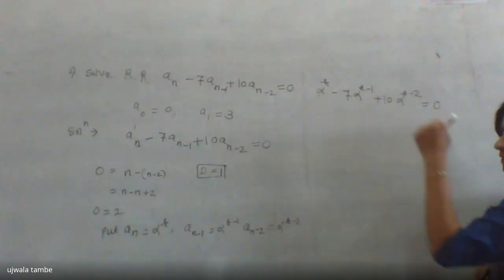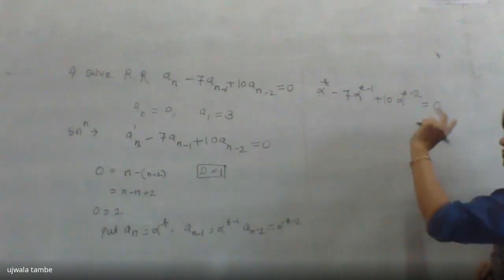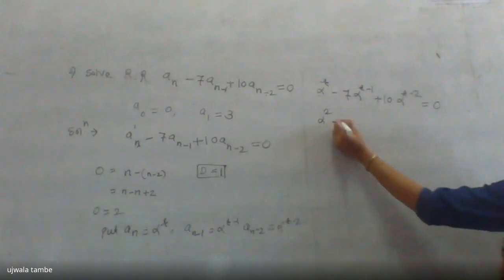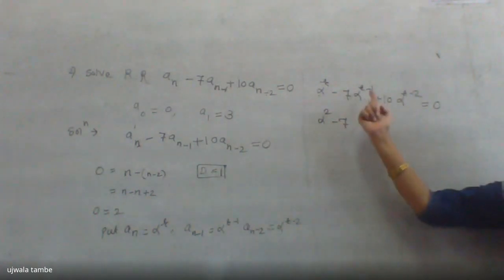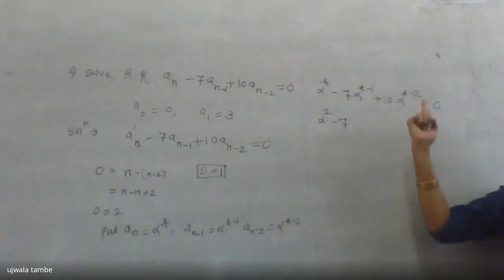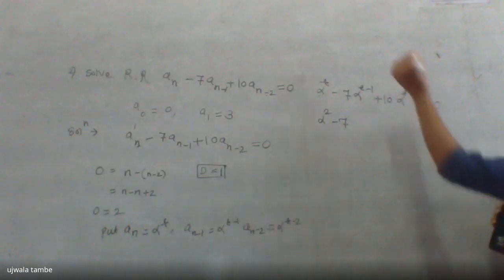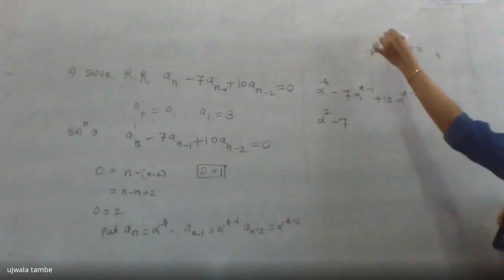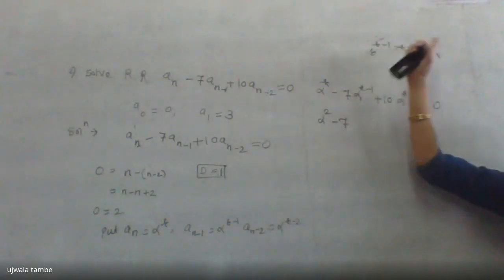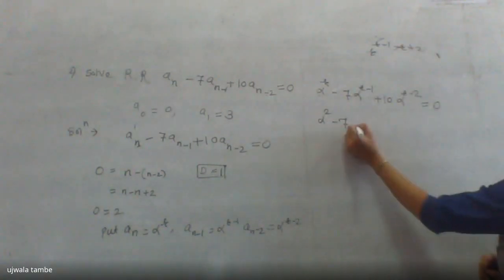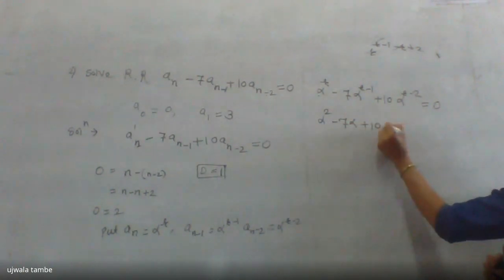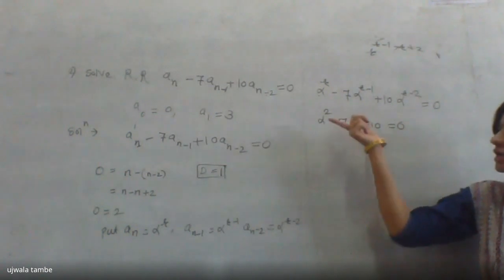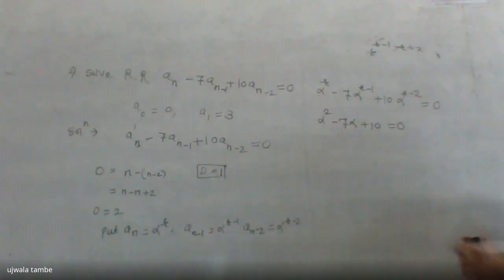Alpha raised to r divided by alpha raised to r minus 2: r minus r cancels, that is alpha square. Minus 7 alpha raised to r minus 1 divided by alpha raised to r minus 2, that is alpha raised to r minus 1 minus r plus 2, r minus r cancels, minus 1 plus 2 is 1. Plus 10 is equal to 0. We get the characteristic equation, that is the quadratic equation.